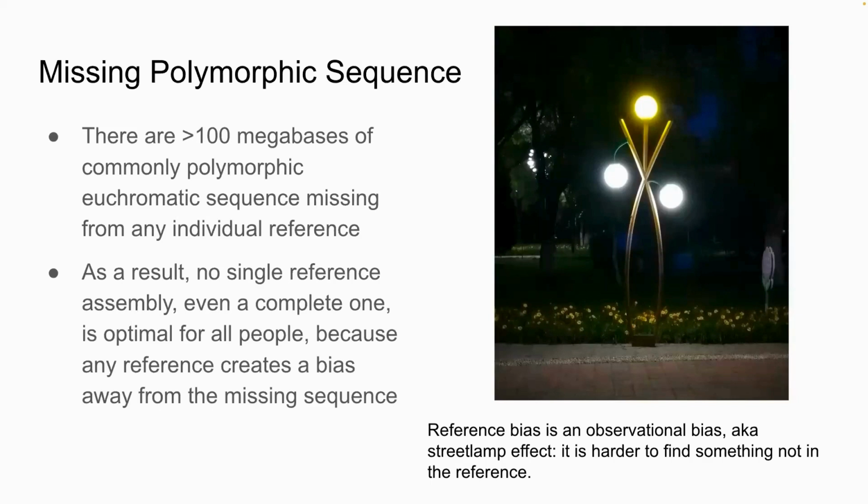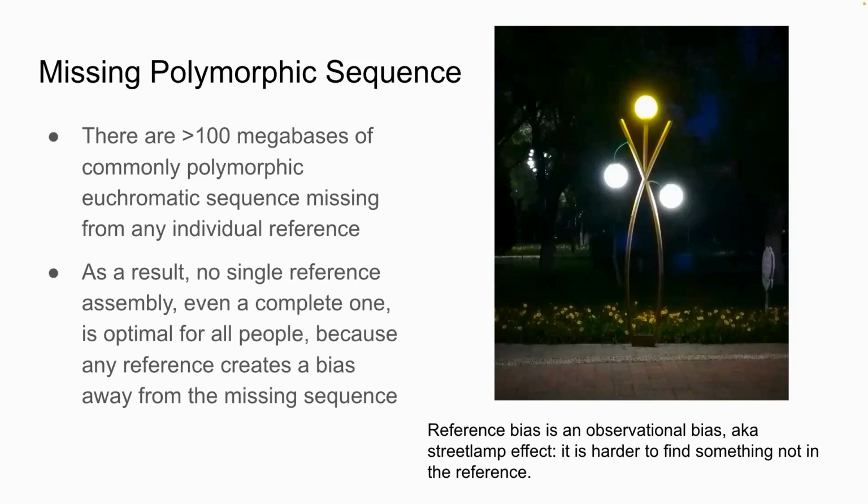These are the large structural variants that are present in our population. And no single reference can represent that. And because of that, we're missing maybe 3 to 4% of the sequence of any one genome when we compare it to GRCh38. And that results in what we call a reference bias, which is an observational bias.